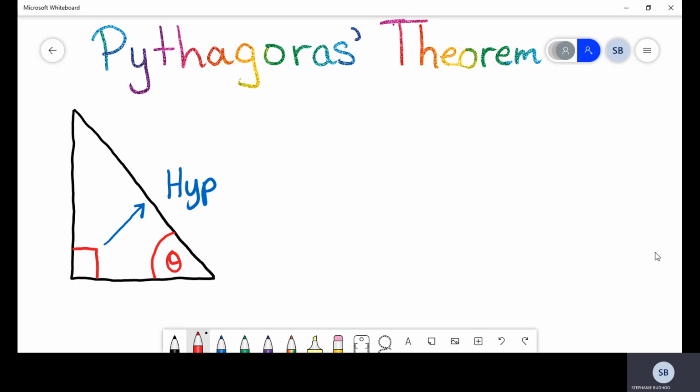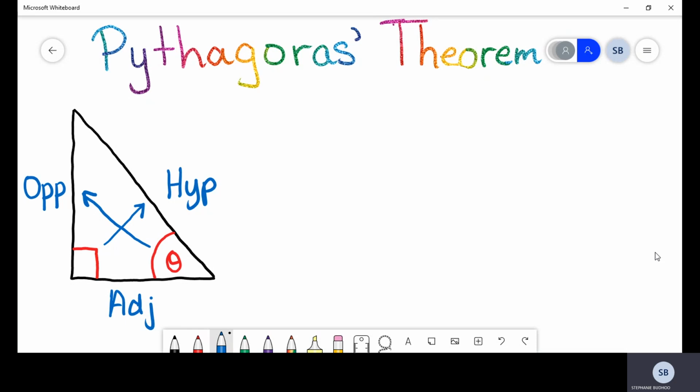And because our angle theta is located on the bottom there, then that means the side opposite that angle theta will be called the opposite, or OPP for short. And of course, by default, your third side will have to be the adjacent. So there you have it. You have the three sides properly named of a right angle triangle.